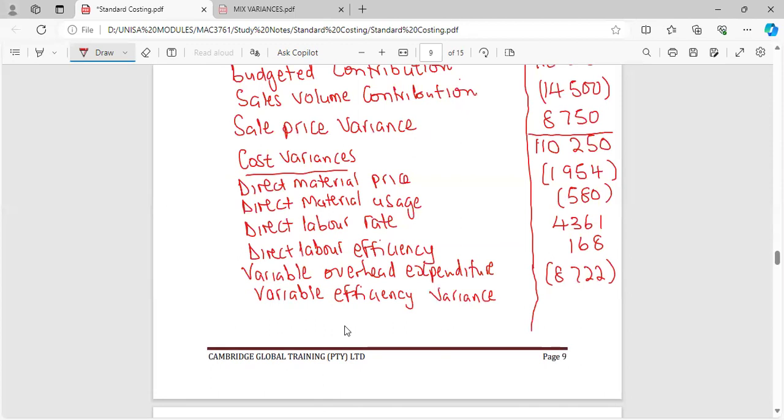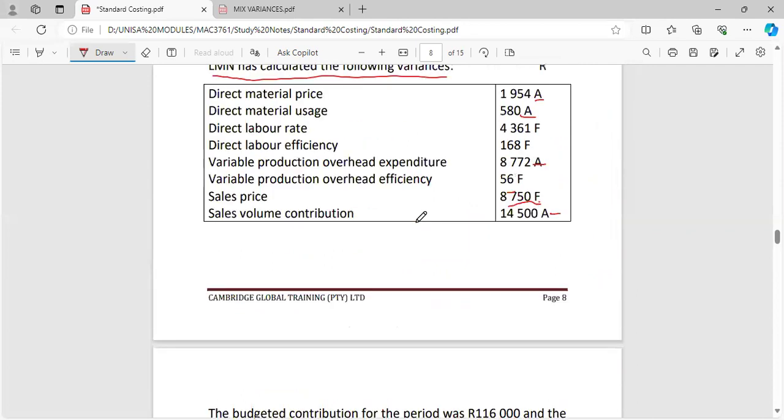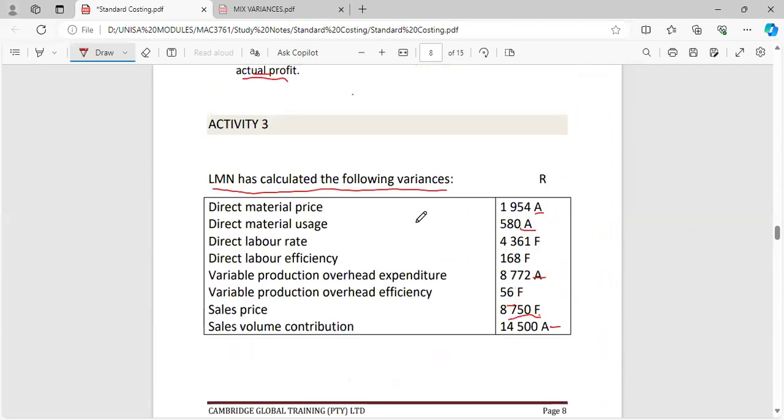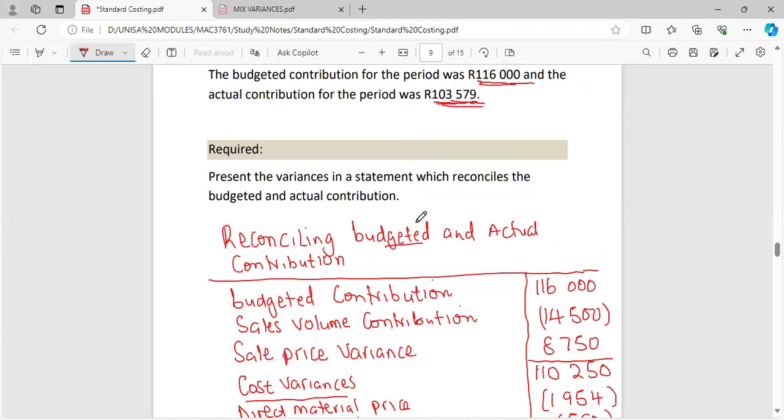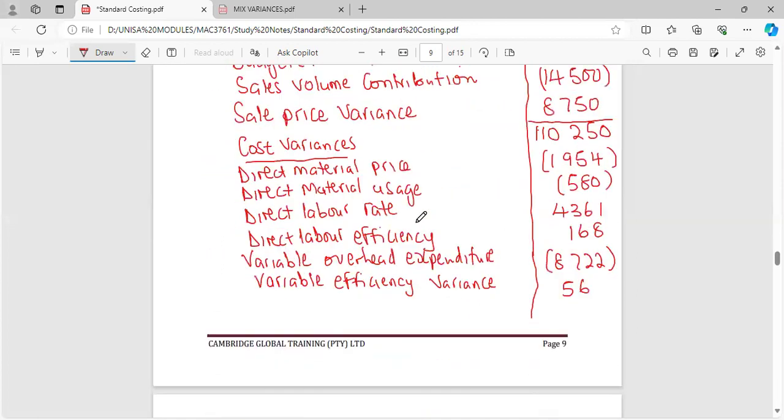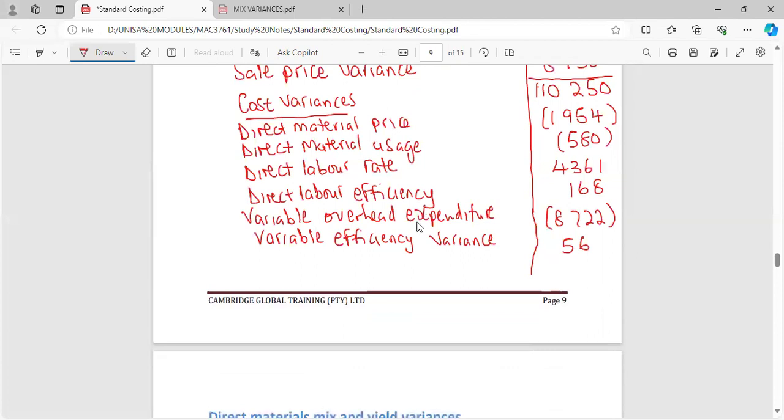Which is favorable, it's 56. Right, so we're done with all of the transactions. So what we are going to do now is reconcile to actual profit. Which means we should have the actual contribution. We want to reconcile it to actual contribution. So it's going to be actual.